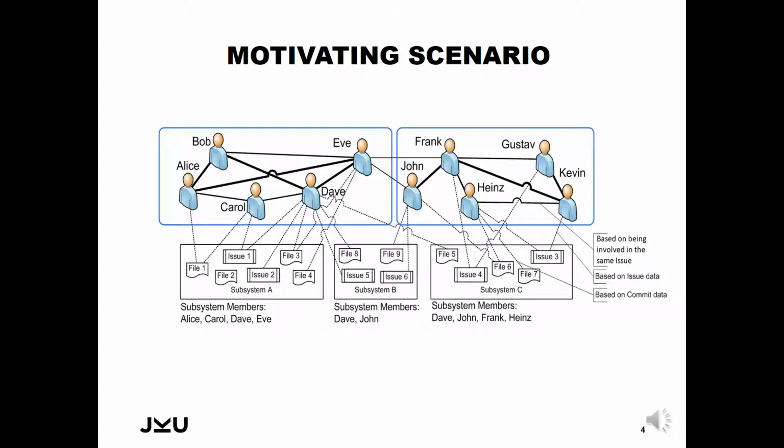In this example, when comparing the members of subsystem B, which are Dave and John, we notice that they are actually members of different communities. However, they belong to the same subsystem, and there is no edge between them. So this could be a warning signal about poor communication or coordination between the two.